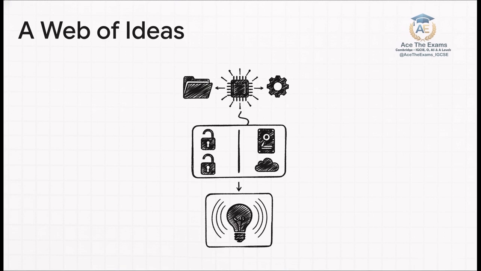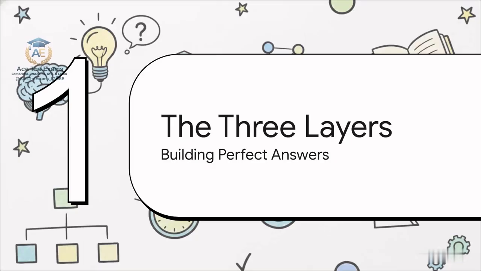Computer science reasoning becomes vastly, vastly stronger once these boundaries are totally understood. Recognizing these connections prevents you from falling into that trap of answering the wrong question entirely. Moving right along to Section 2, the 3 layers, building the perfect answer.